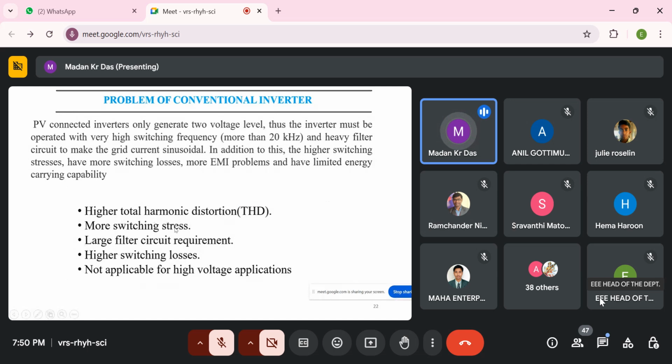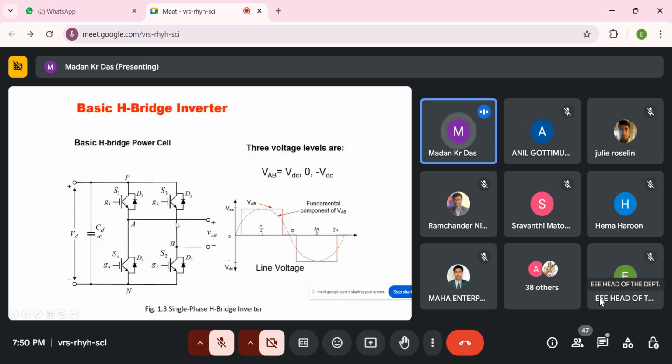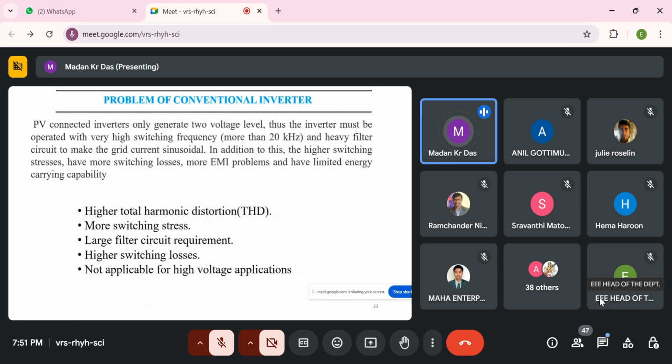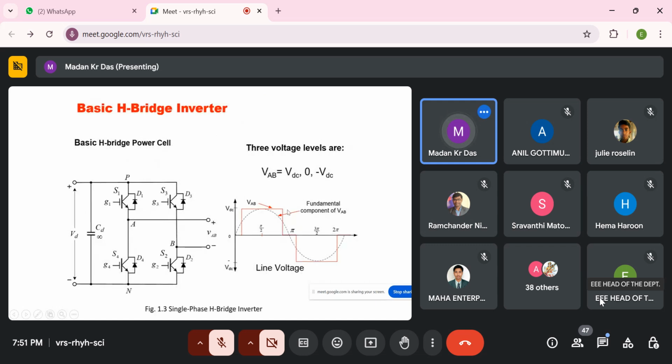More switching stress means, suppose here we use 100 volt, then all switches block the 100 volt. So every switch has more blocking voltage, so there is more switching stress. Higher total harmonic distortion because the output is like a square wave, so harmonics will be more.